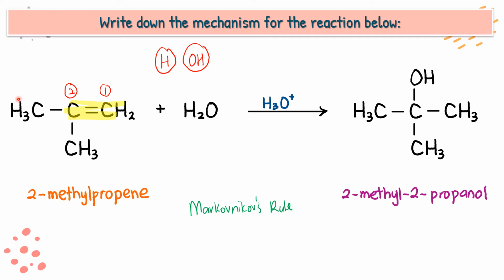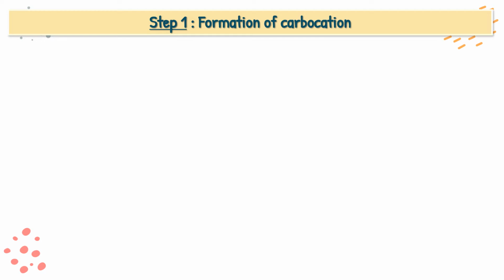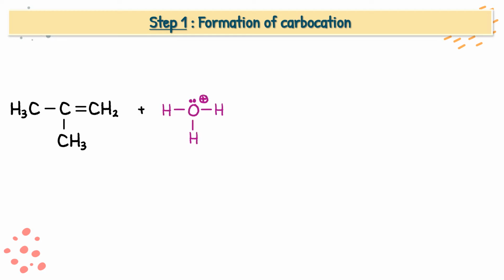Once we have settled the product, and we know which carbon the hydrogen goes to, then we will start with our mechanism. So step 1, the formation of carbocation. As we know, in step 1 for hydration of alkene, we will react our alkene with our catalyst. What is our catalyst? H3O+, the acid here.